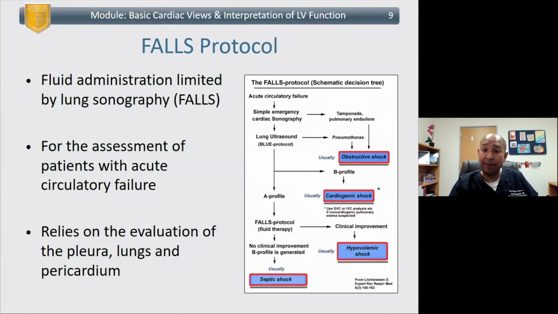Or in the right setting, maybe you see a lot of B lines, like they're fluid overloaded. Maybe they're in cardiogenic shock. Maybe you're looking at the squeeze, you're looking at the pump, and it looks like the left ventricle isn't working.